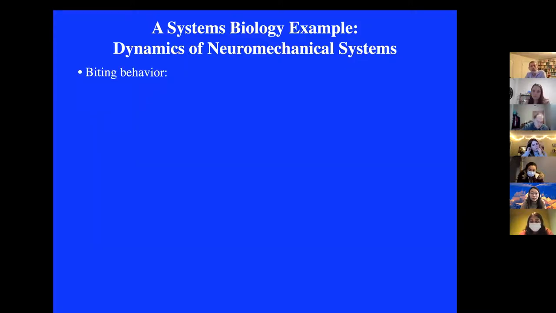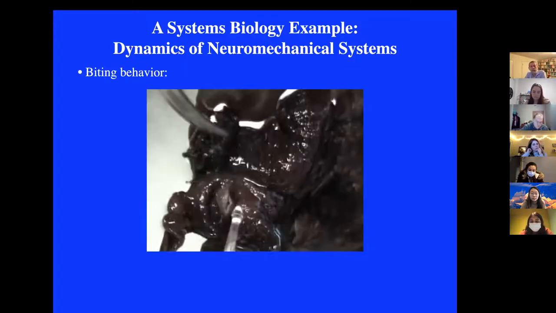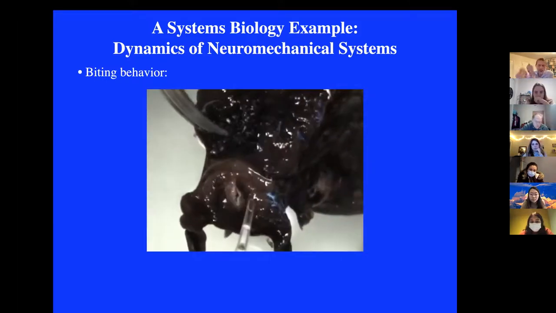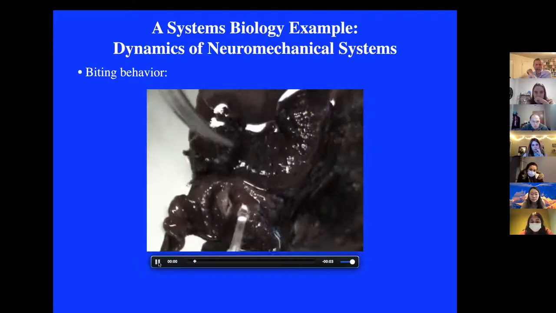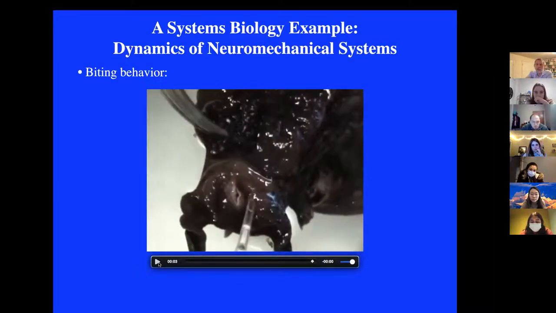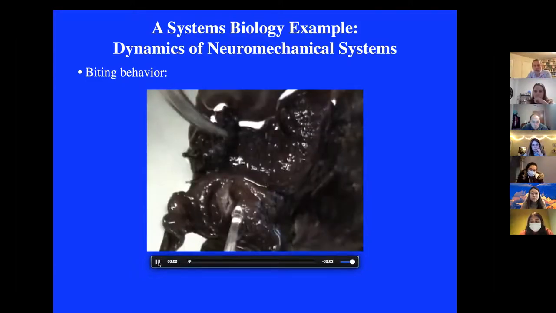So here's an example of the biting behavior. Okay, you see that there's this thing that comes out. Let me see if I can play that again. There's this horseshoe-shaped structure that came out and went back in. So this is an example of a bite where the animal is attempting to get food and is not succeeding.